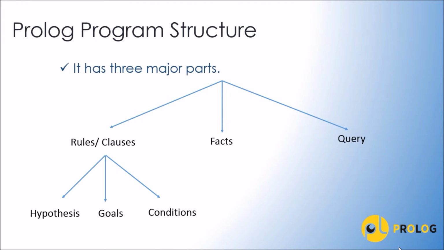Prolog program structure has three main parts: the rules and clauses, facts, and query. The rules and clauses are further divided into three categories: hypotheses, goals, and conditions.